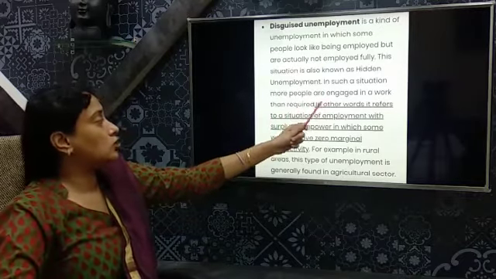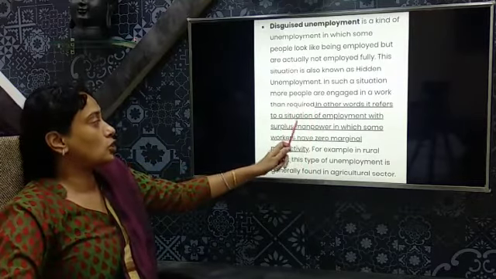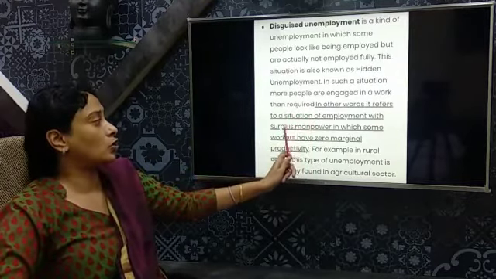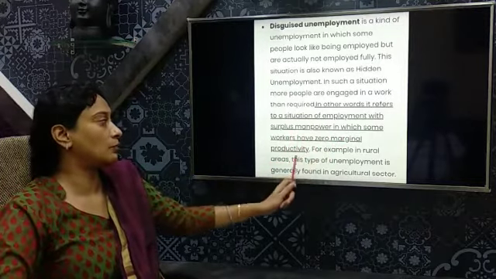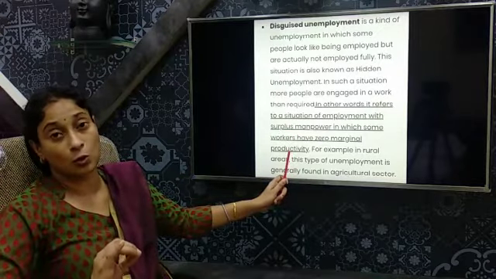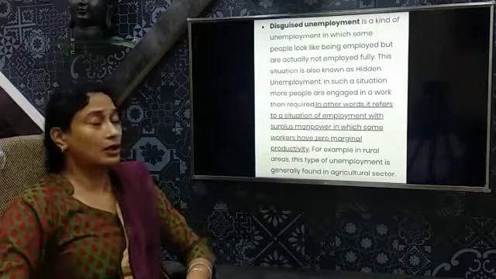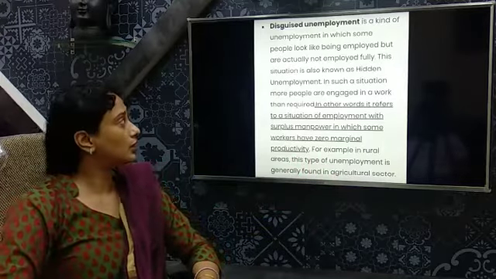People are engaged in a work. Then, in other words, it refers to a situation of employment when there is more than required or surplus manpower, in which some workers have zero marginal productivity. That means the output of some laborers is zero. That is all about disguised unemployment. Now we move to the next.